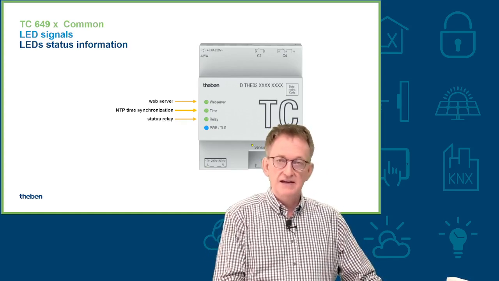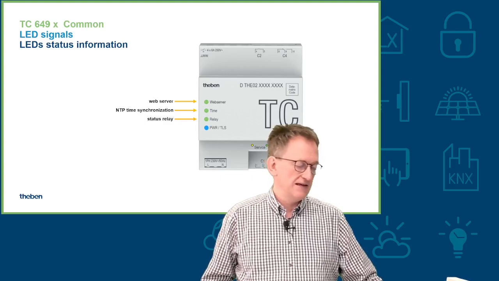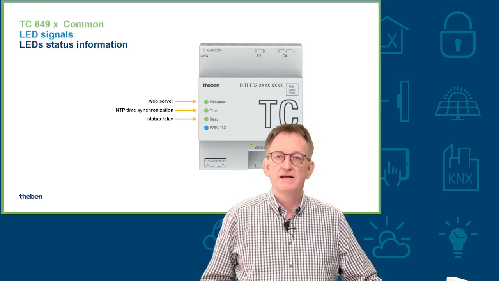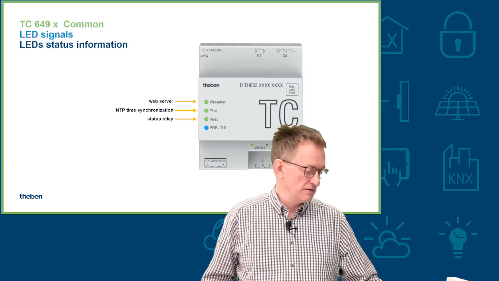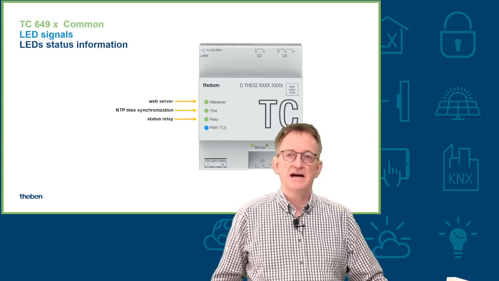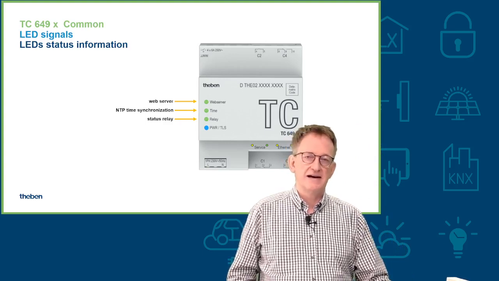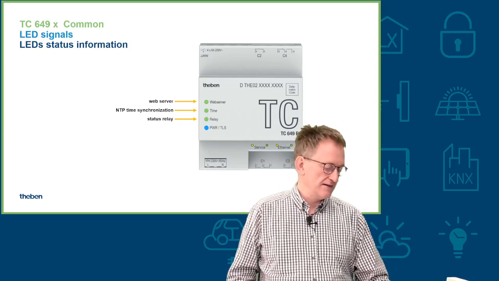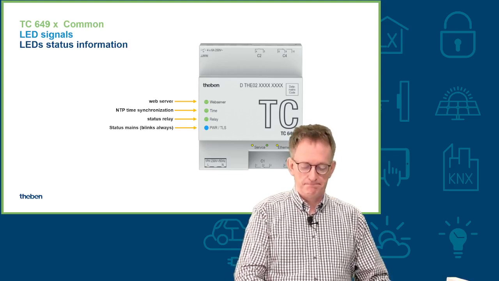Then we have here the relay, it's just a status relay. When at least one of the 4 channels is switched on, the relay LED is also on. It's off only when all 4 channels are switched off. Otherwise, it's green. And here we have the power, it blinks.